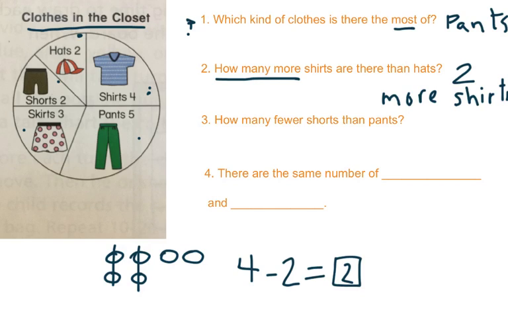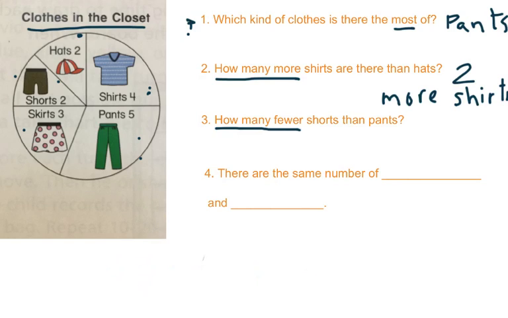If we look at number 3, it says, how many fewer shorts than pants? So we're just going to look at the shorts. There's 2 of those. And the pants, there's 5. So I'm focused on this. How many fewer? Now it's the same thing as number 2. I can say how many extra shorts than pants. Okay, so you could either line them up like we did down here before, or you can subtract.